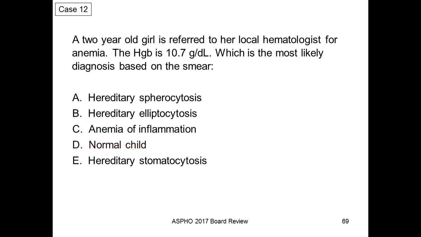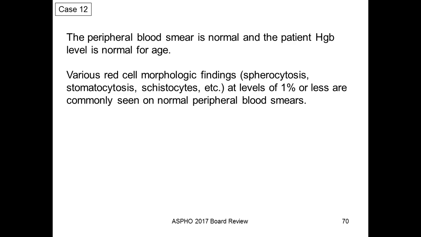Okay, so this is an example of a completely normal peripheral blood smear. The anemia is not even significant. Hemoglobin of 10.7 in a 2-year-old girl is actually normal. And so various red cell morphologic findings like spherocytosis, stomatocytosis, schistocytes at very low levels are very common in a peripheral blood smear and are often artifactual. And so anytime you want to diagnose something as pathologic, you would like to see it at levels of greater than at least 5%.